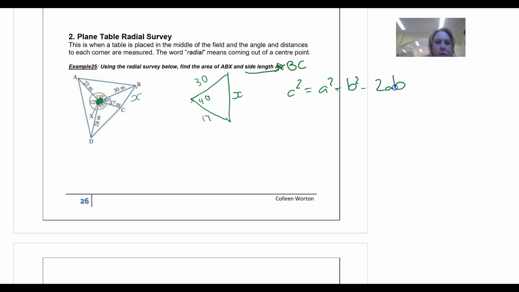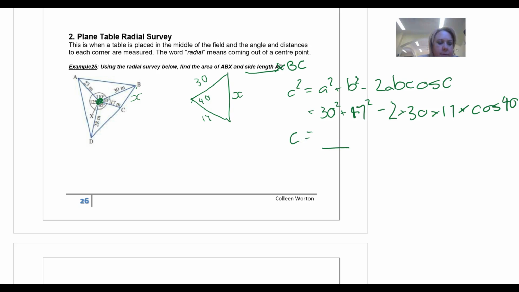c squared equals a squared plus b squared minus 2ab cos c, which I'm sure you're familiar with. 30 squared plus 17 squared, minus 2 times 30 times 17 times cos 40, and I'll put it in my calculator. Okay, and I get 20 meters.